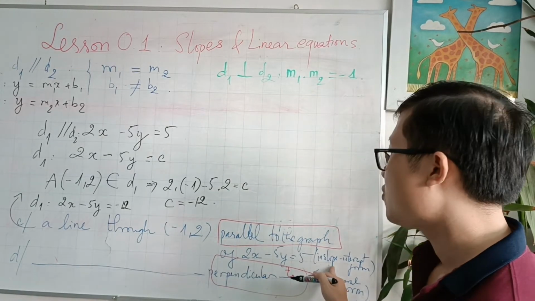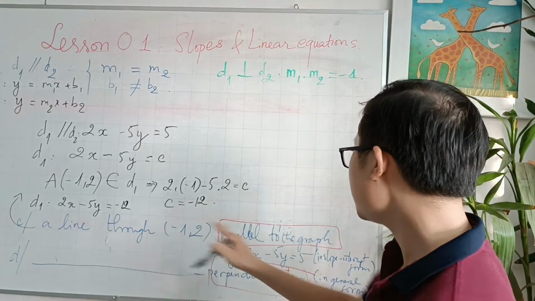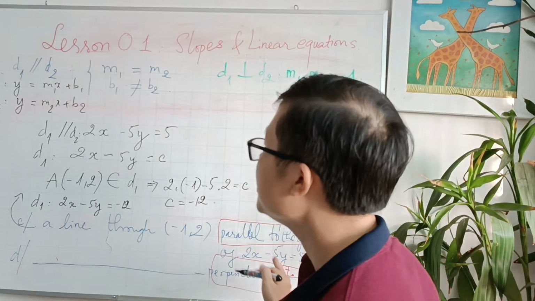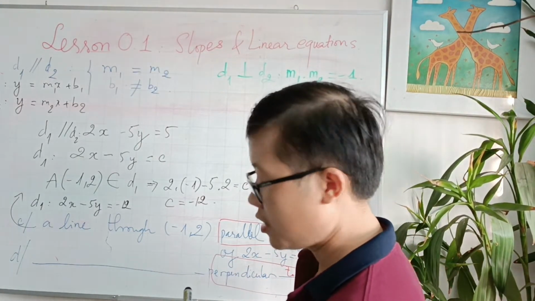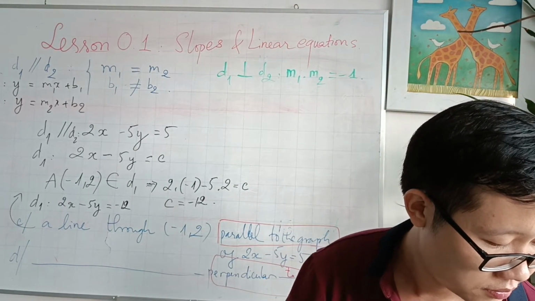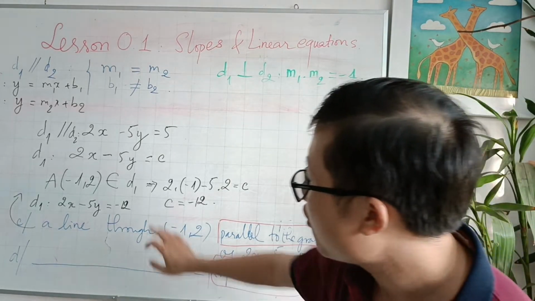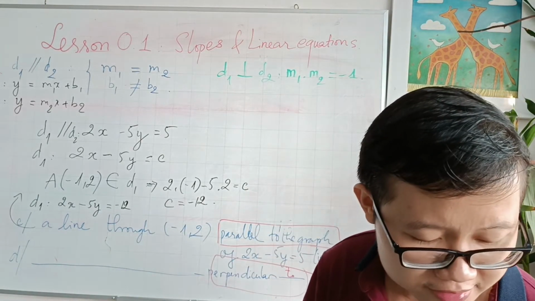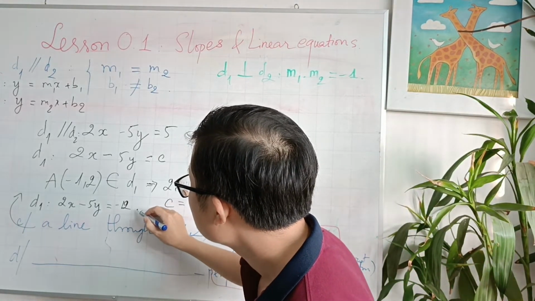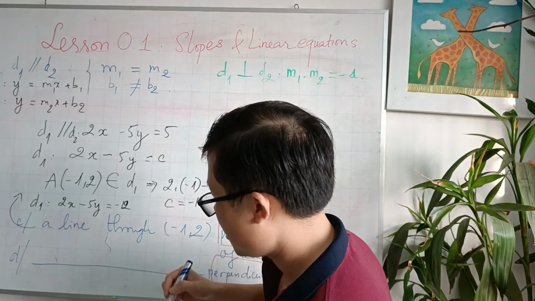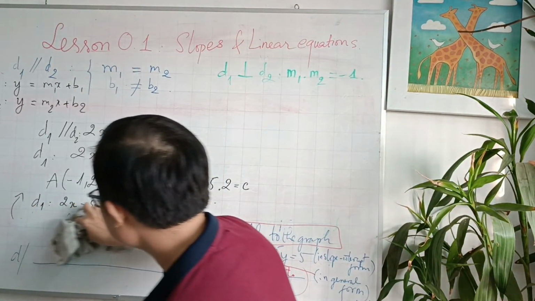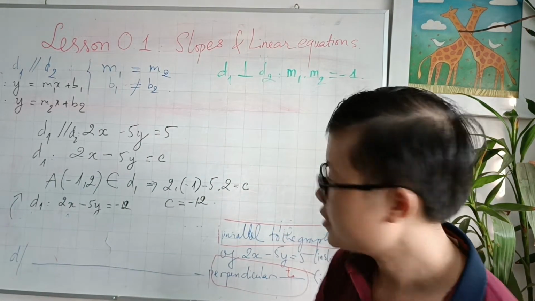And the question wants you to write these answers in slope-intercept form. So we can change the form of this one. I clear my workspace. Okay.